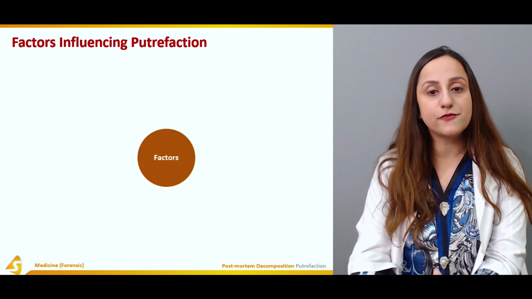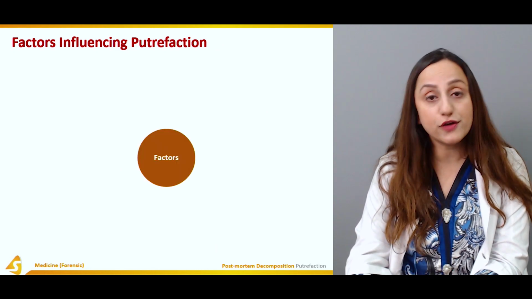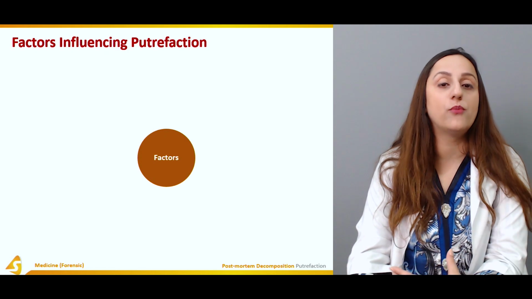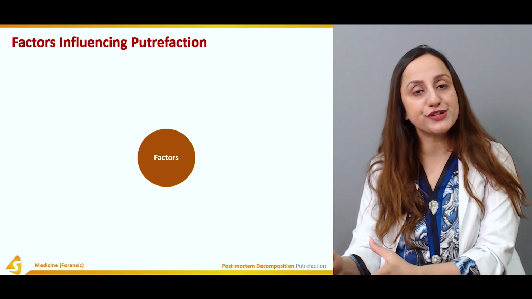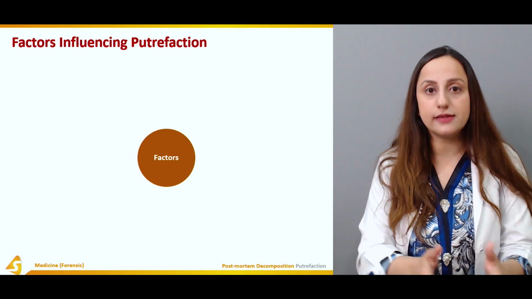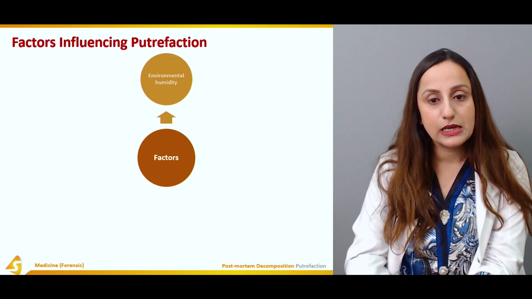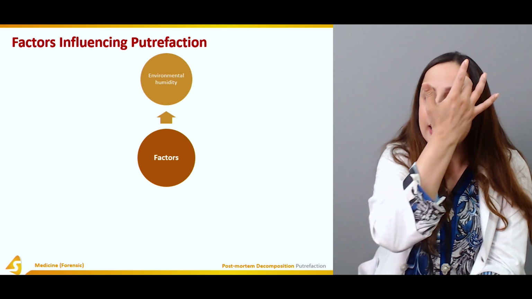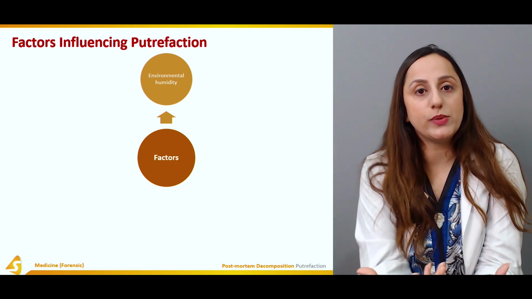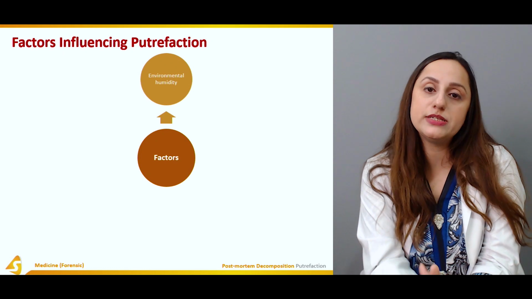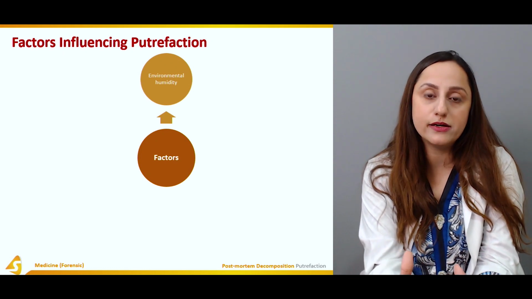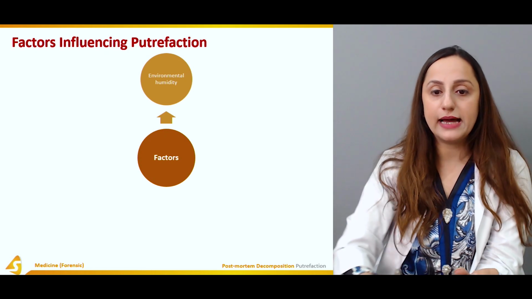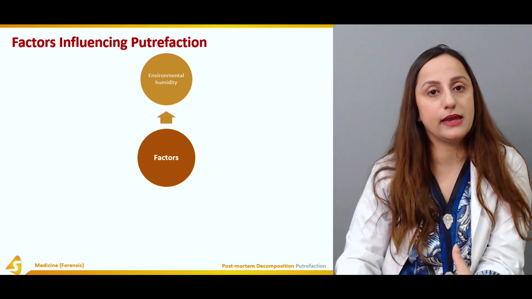Now, the factors influencing the putrefaction. There are a lot of environmental factors and a lot of bodily factors that will contribute towards racing the putrefaction process or retarding the putrefaction process. Now, the environmental humidity. As I've already told you, the environmental humidity will form adipocere. That is basically a varied form of putrefaction and will give a fatty layer to the dead body. That indicates that the body was in a humid environment.